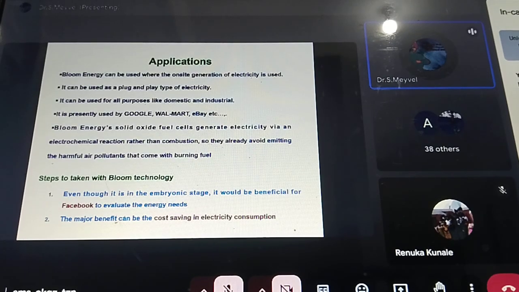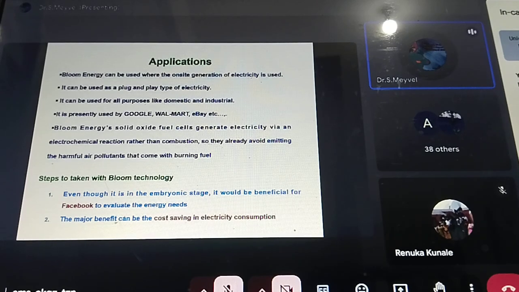These are the applications of Bloom Energy. Bloom Energy can be used where on-site generation of electricity is needed. It can be used as a spectrum type of electricity. It can be used for all purposes of light, domestic and industrial. It is presently used by Google, Walmart, eBay, etc.